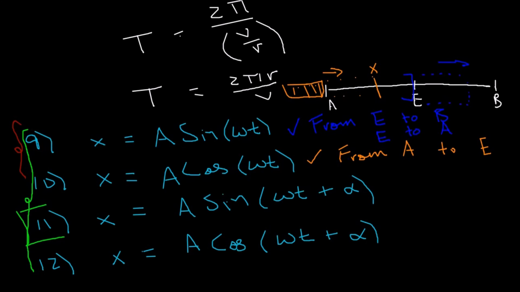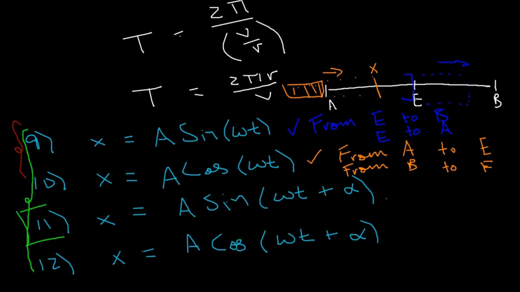Likewise, you can also use this equation if the particle was going from B to E. So that's the difference between equation number 9 and 10. You use equation number 9 when something is going from the center to the extreme point. You use equation number 10 when something is going from the extreme point to the center.